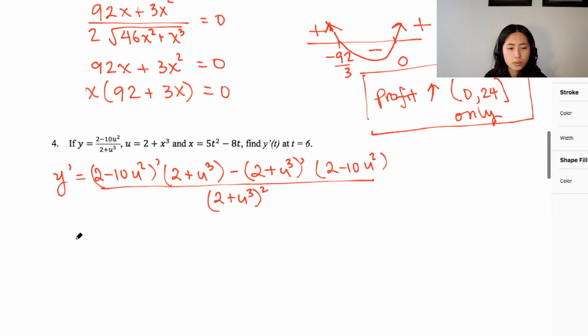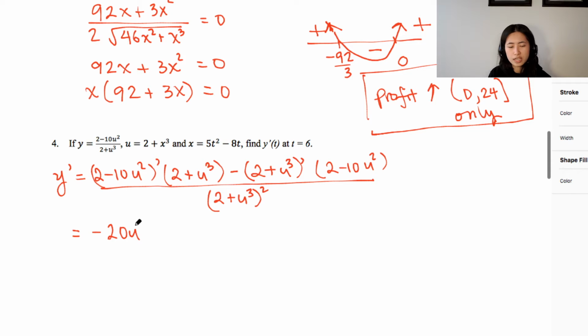So we can just write that here. The derivative of this is actually 0 because it's a constant. So 2 is a constant, and we're only focused on negative 10u squared. So negative 10 times 2, because remember we're applying the power rule. So negative 10 times 2, that's negative 20.